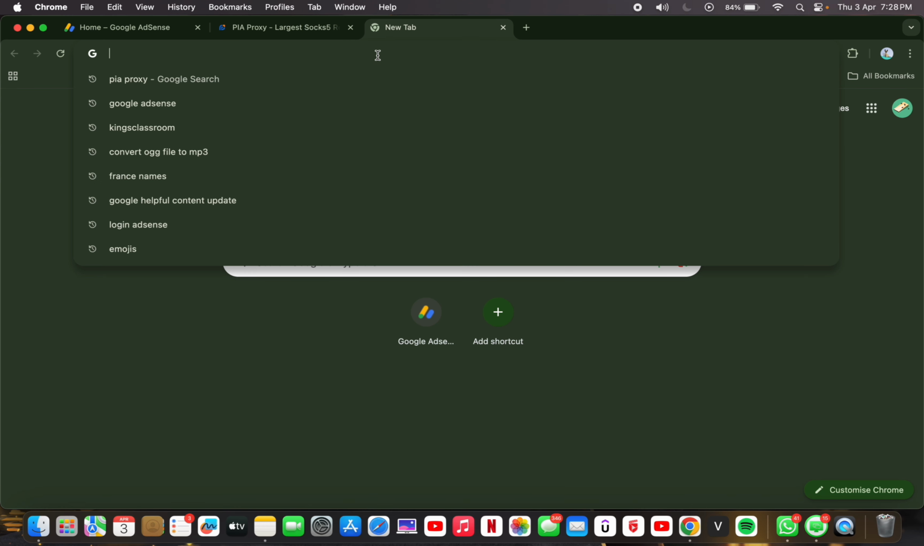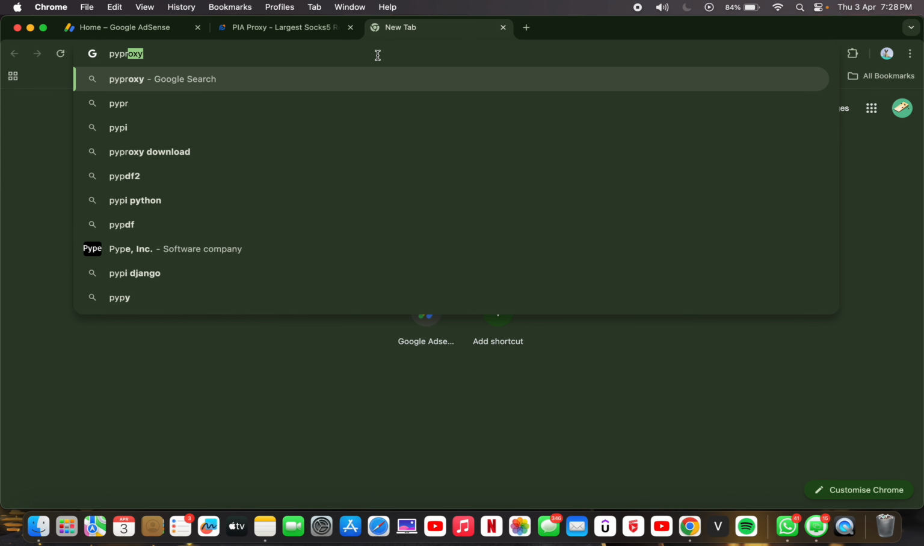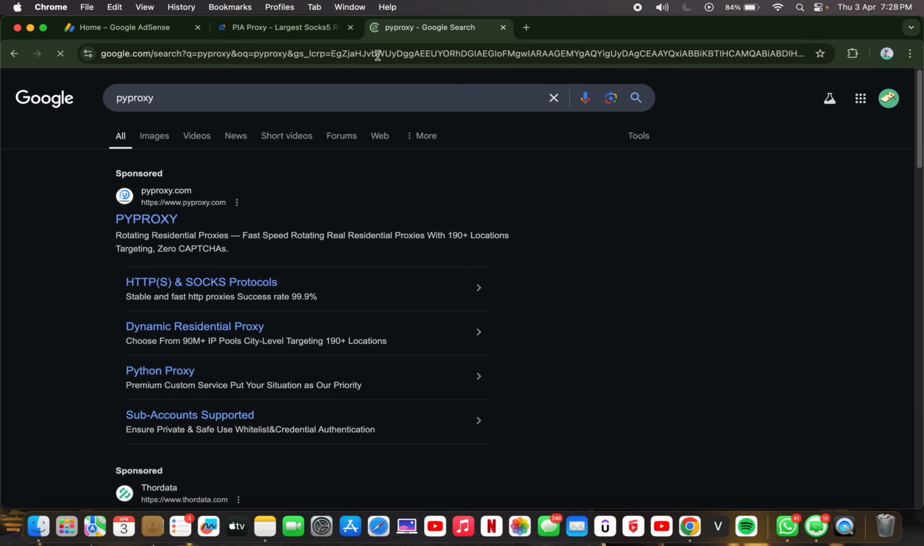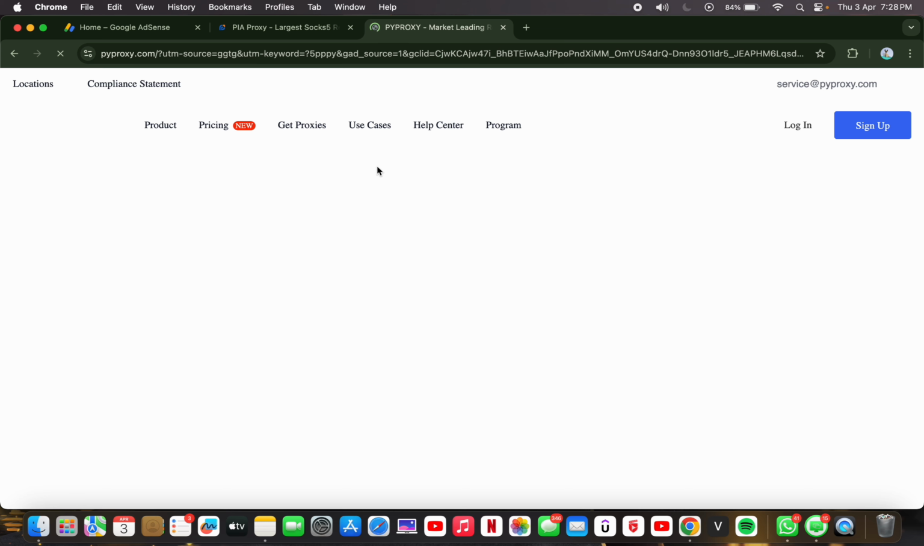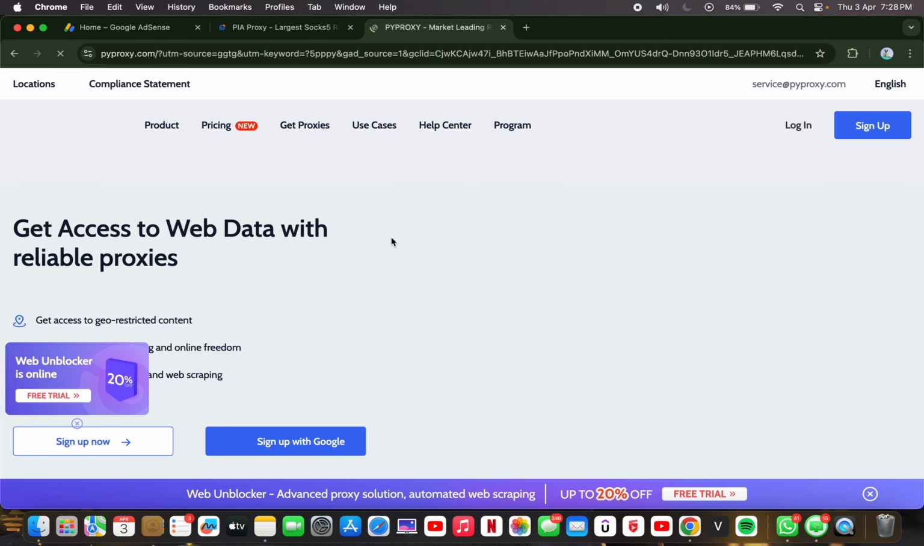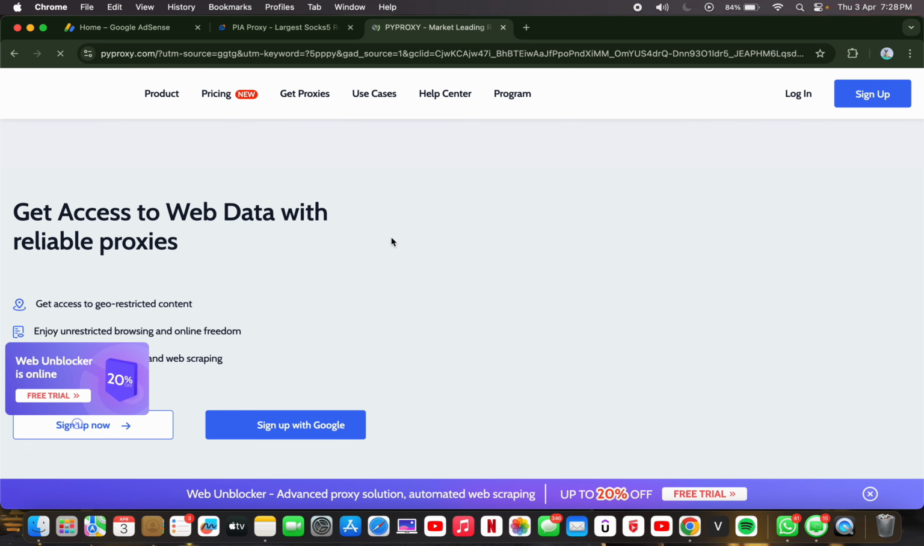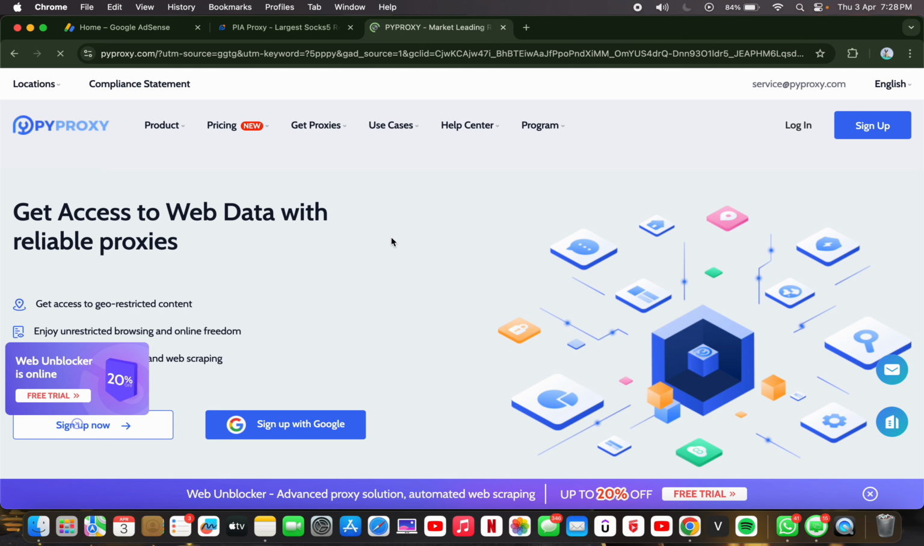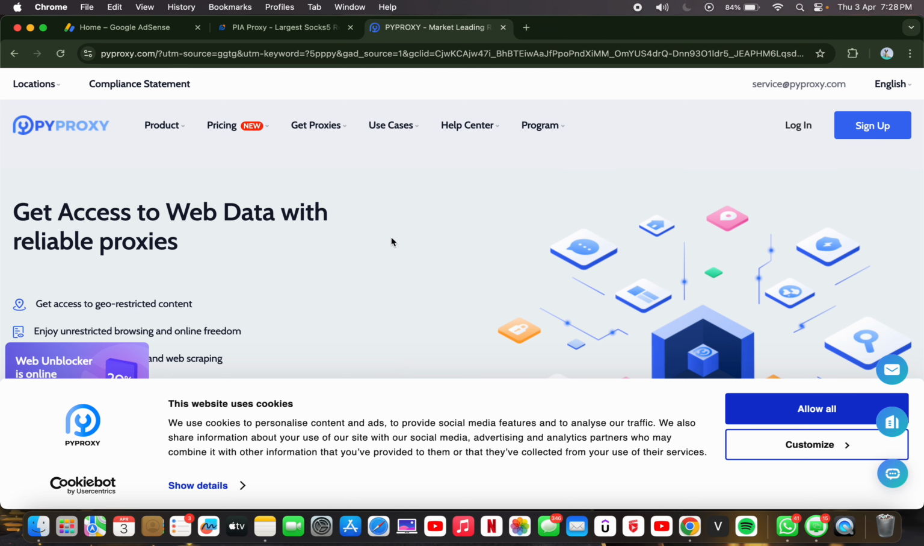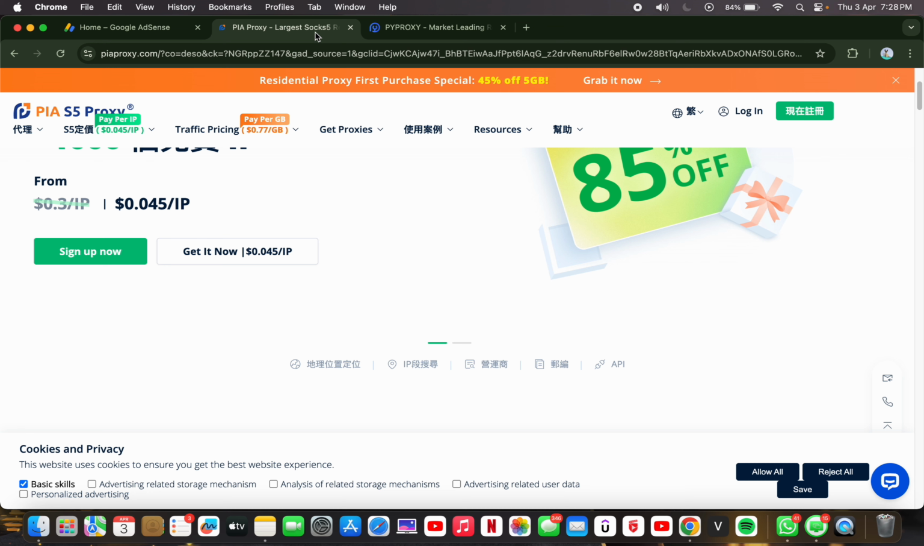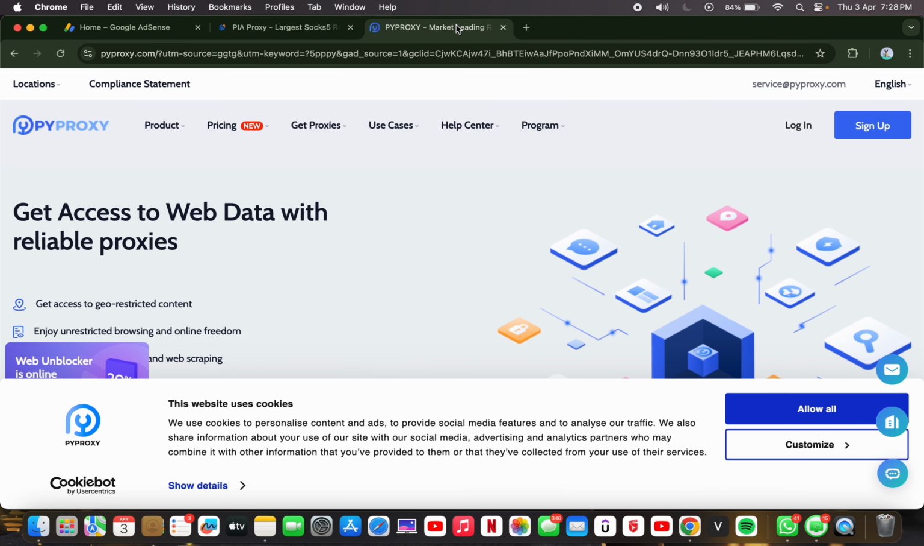Now the second one is Pi proxy, you can see it here. Pi proxy is the second on my list. This is also a reliable proxy. PI proxy, which is the first one I said, is the first on my list, and this is the second one on my list.